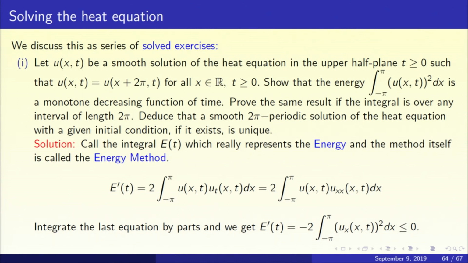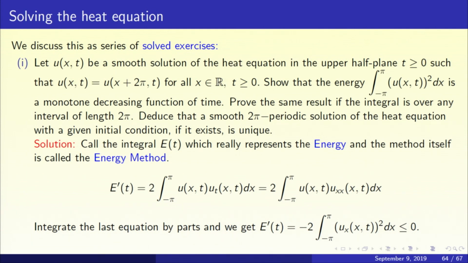Now we must integrate by parts. One derivative will shift from the u_xx term and go to the other term. You will pick up a minus sign. You get E'(t) equal to minus twice the integral from minus pi to pi of u_x squared dx. What happens to the boundary terms?